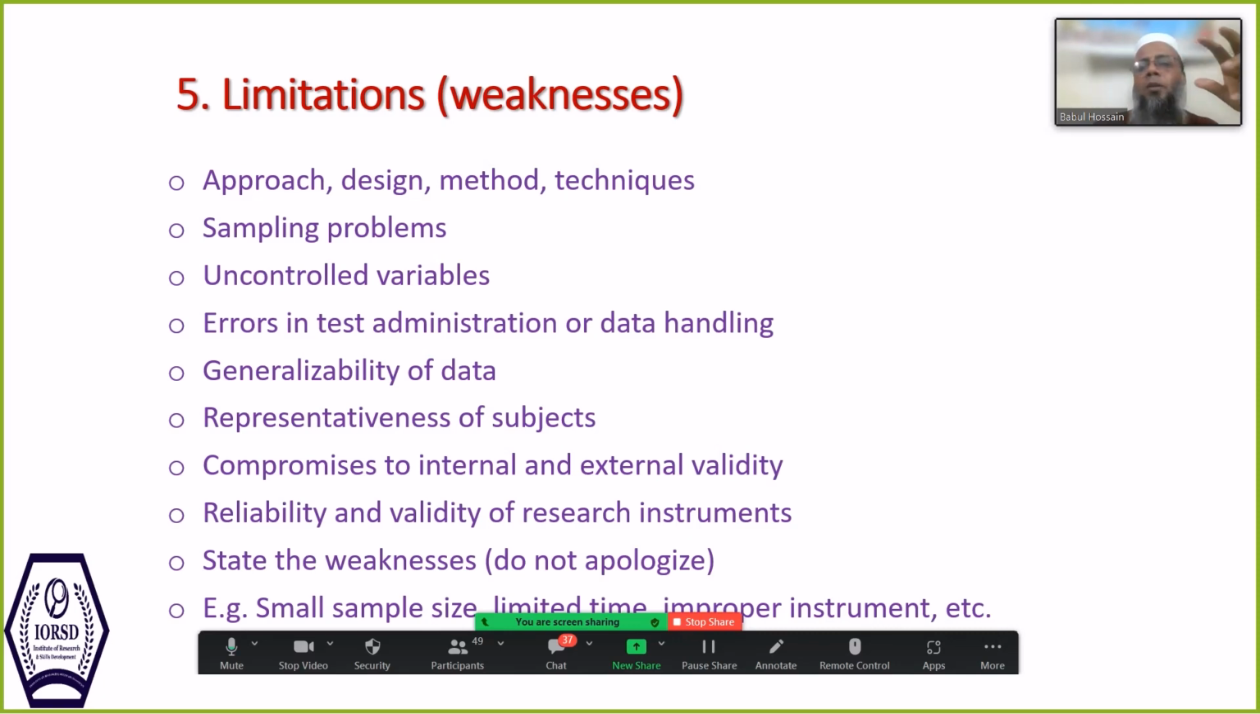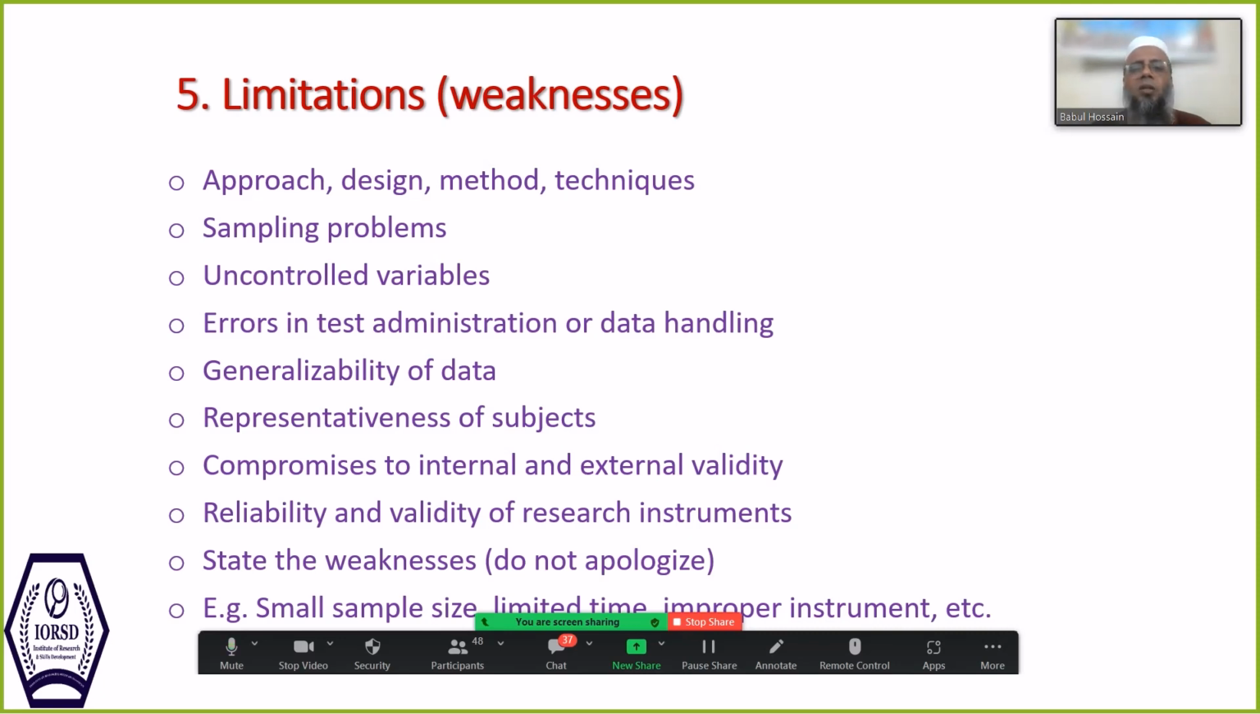Then sampling problems. When you collect the data, what was your sample size, how did you collect the samples, and why did you choose these sampling techniques? So you can give suggestions based on your limitations. Then uncontrolled variables: what are the different uncontrolled variables that might have an influence on getting biased results? You should also mention them.